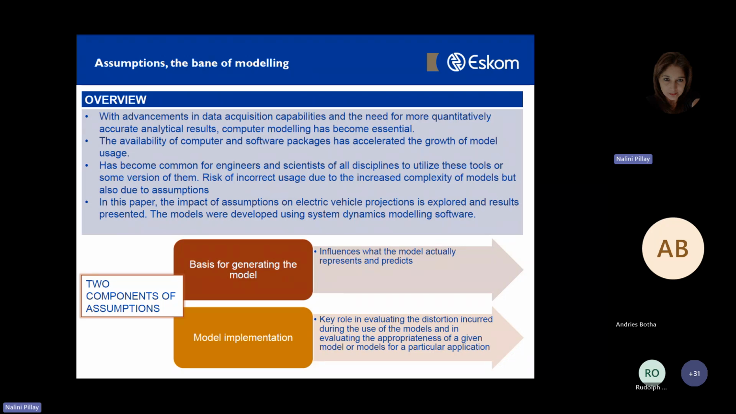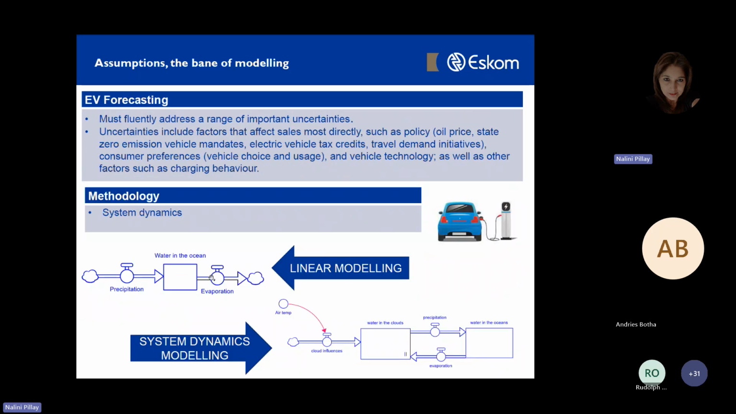Model implementation is really where we fit the model to the raw data. And of course, the former type of assumption influences what the model actually represents and predicts. And the latter one influences the evaluation aspect and can cause distortion during use of the models. Now, electric vehicle forecasting is not without its challenges and limitations.